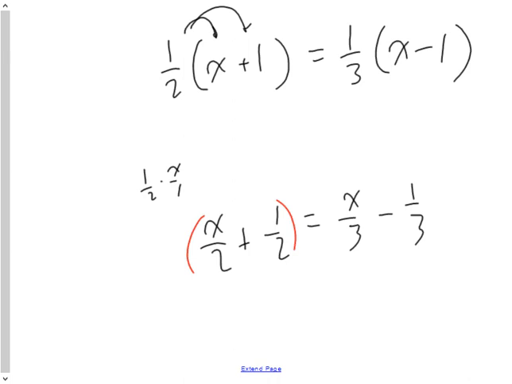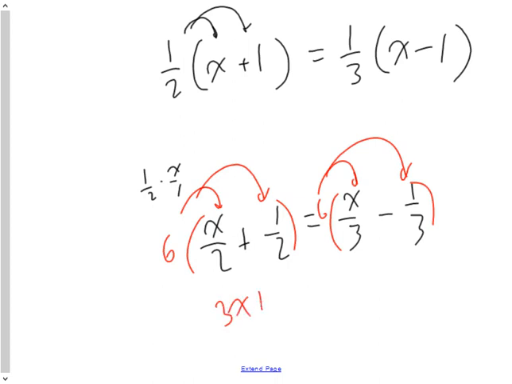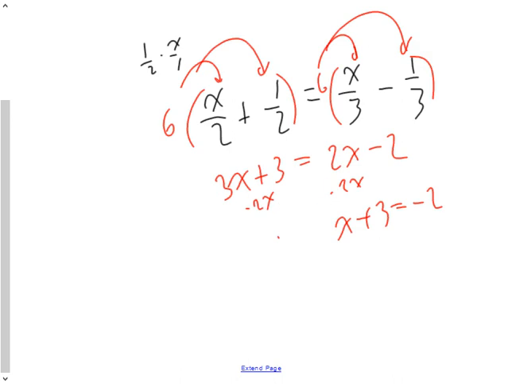Grab my green marker, red marker. We're going to get 3x plus 3 equals 2x minus 2. We could have actually done that up top if we multiplied both sides by 6 to start. Instead of a fractional multiplier on our x plus 1, we would have a 3 instead, and we would have ended up with that. Subtract 2x from both sides. x plus 3 equals negative 2. Subtract 3 from both sides, and x will equal negative 5.